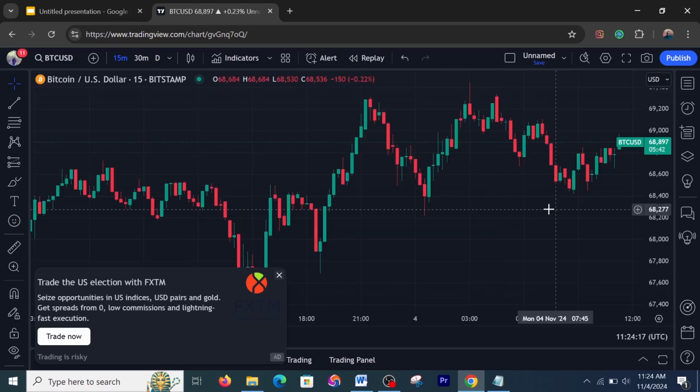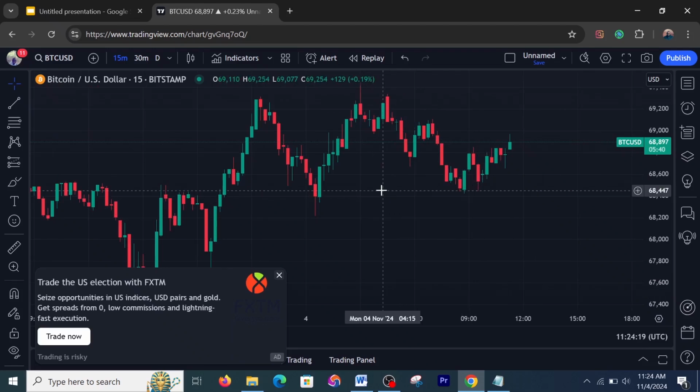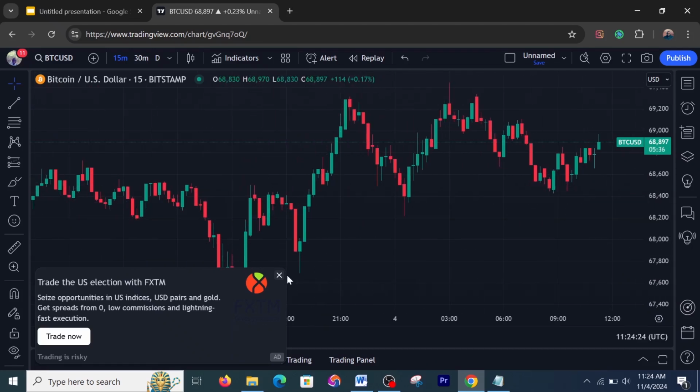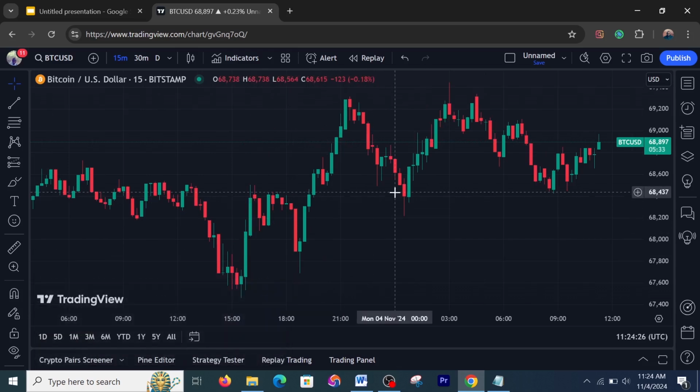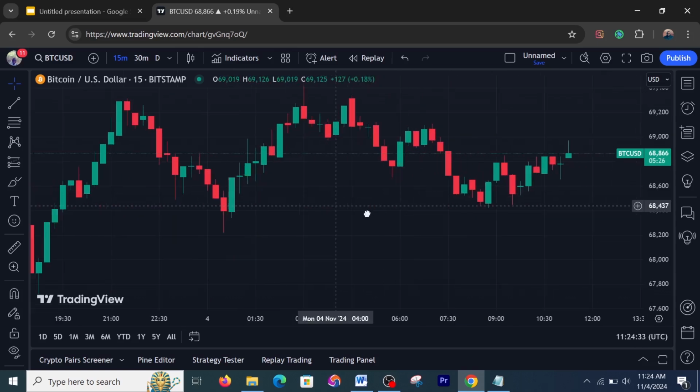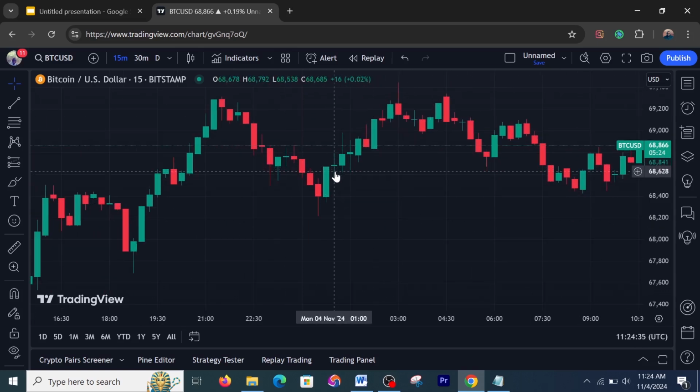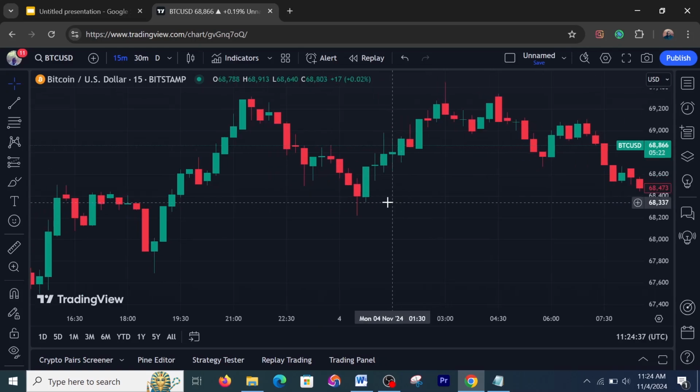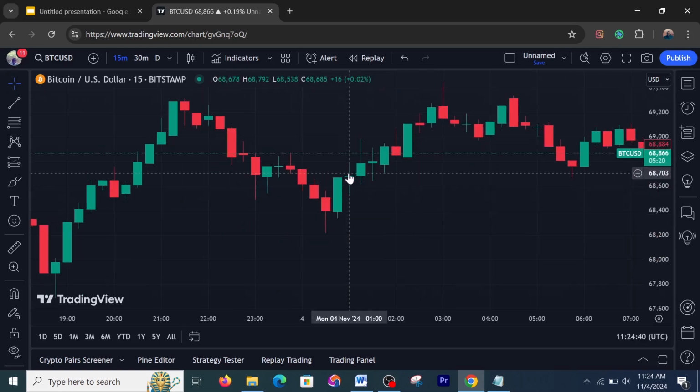I just want to show you how this works. Okay, this is 1 a.m. So this particular candle is the 1 a.m. candle, which tells you that it's the beginning of a new day. This is how the crypto market works. It begins at 1 a.m. That's how a new day is calculated.